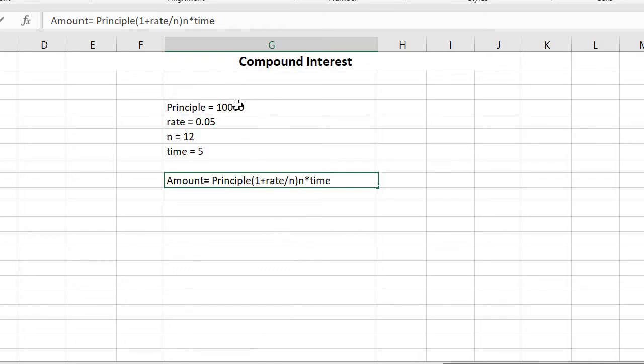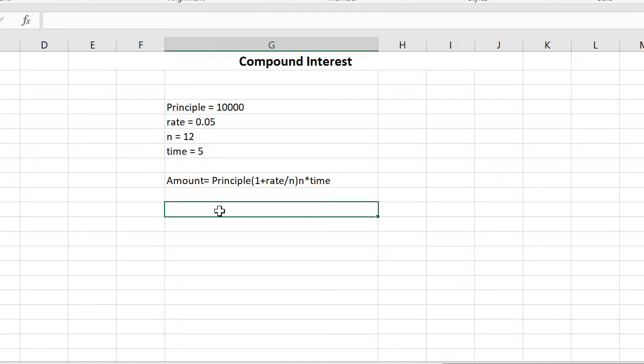So for now, I have taken the principal as 10,000, rate as 0.05, n is equal to 12 and t is equal to 5. Let us calculate it in a very simple manner. I will be taking two parts of this. The first part will be 1 plus r divided by n, so that it becomes easy for calculations. The second part will be equal to n into t.